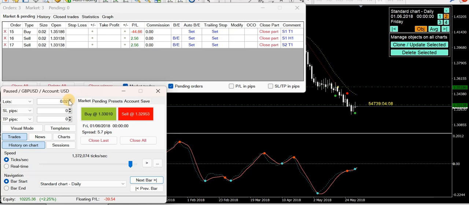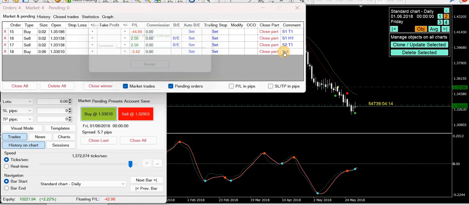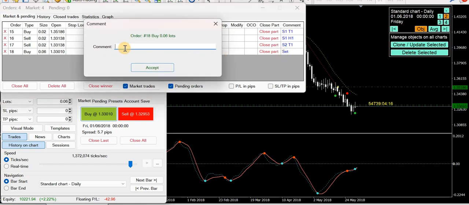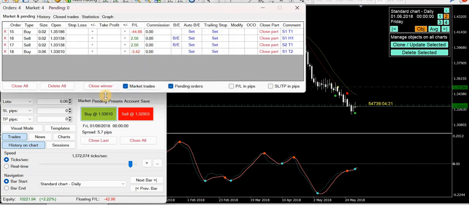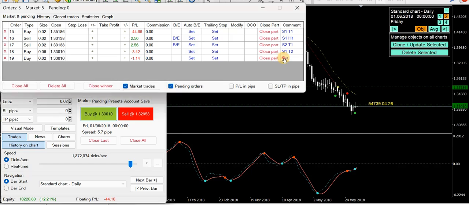So, first up, sequence one, trade two. So it's a bigger position size. So we buy. Sequence one, trade two. And we go back to the original position. So sequence two is a hedge. Sequence two, hedge one.